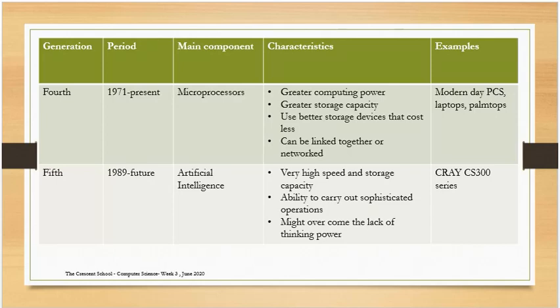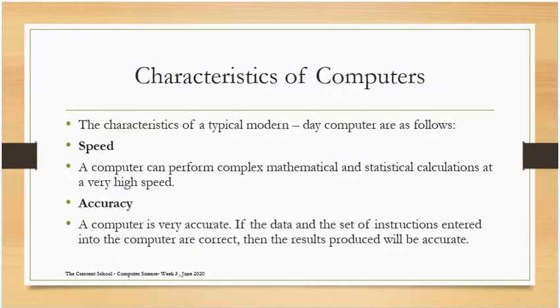Fifth generation, period 1989 to future. Main component: artificial intelligence. Characteristics: very high speed and storage capacity, ability to carry out sophisticated operations, might overcome the lack of thinking power. Examples: Cray CS300 series.